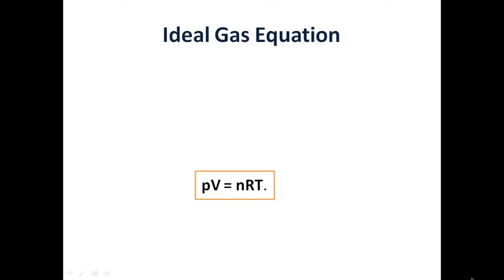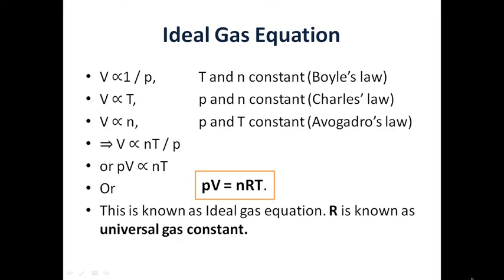Now the ideal gas equation, which is the combination of all the gas laws which we have learned till now. This ideal gas equation is created from all the gas laws. See the first equation, it is from Boyle's law. V is proportional to 1 over P, where T and N are constant. V is proportional to T, where P and N are constant. This is from Charles' law. V is proportional to N, where P and T are constant. This is from Avogadro's law.